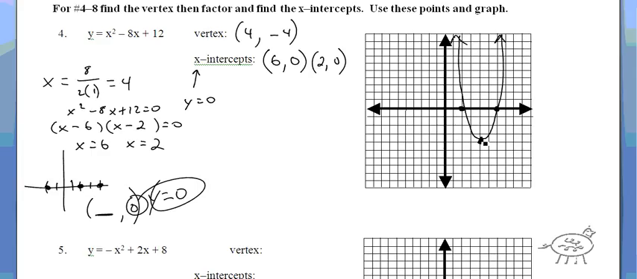And make that a little bit bigger. Okay, pretty easy. But be careful what I asked for. Again, I asked for the vertex, and I asked for the x-intercept. So opposite of b over 2a, and then set that equal to 0, and you're going to have to factor. All right, I want to go to problem number 8.